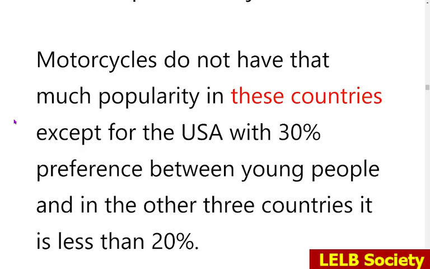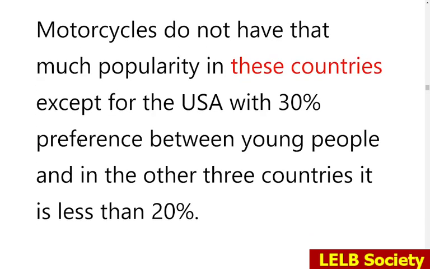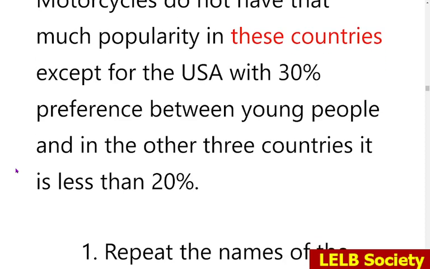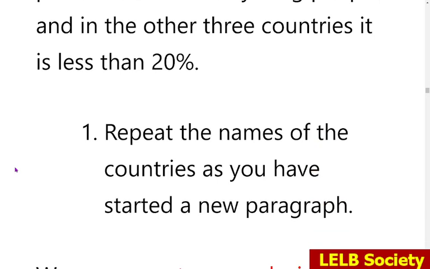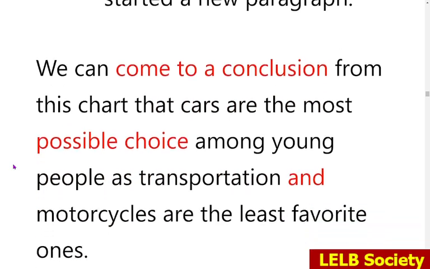Motorcycles do not have that much popularity in these countries. So a new paragraph has started, therefore you need to repeat the countries, because maybe the reader does not remember exactly the names of those countries. The reader, so except for the USA with 30% preference between young people, and in the other 3 countries it is less than 20%. So repeat the names of the countries as you have started a new paragraph.